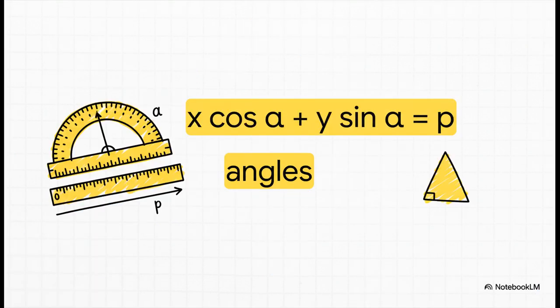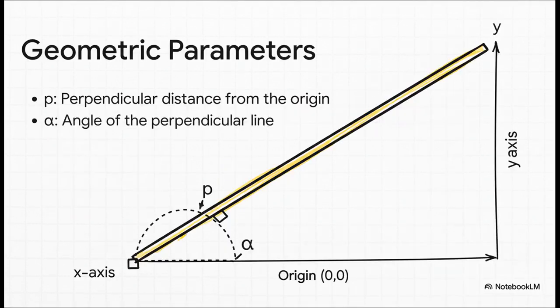And yeah, you can see it's using some trigonometry, cosine and sine, but don't let that scare you off. They are the perfect functions for describing something when all you have is its distance and angle from a central point. In this equation, p is that direct, straight line distance from the center to your line, and alpha is just the angle that little perpendicular line makes with the positive x-axis. It's a very geometric way to think about a line.